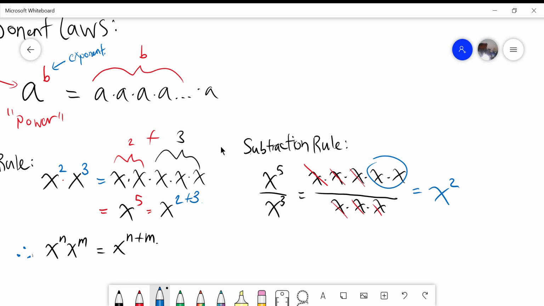x squared. And you'll notice that it's actually equal to x to the 5 minus 3. So we're subtracting. Okay, so therefore we can conclude that x to the m over x to the n is equal to x to the m minus n.